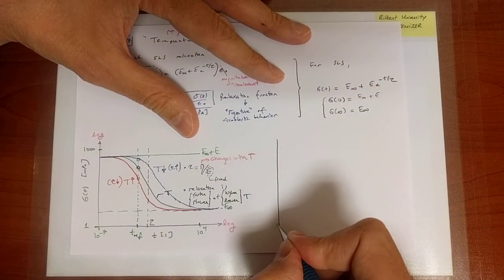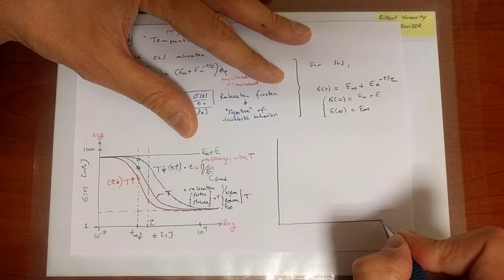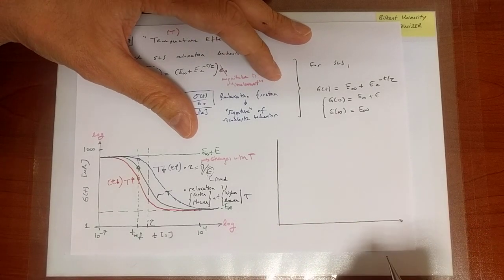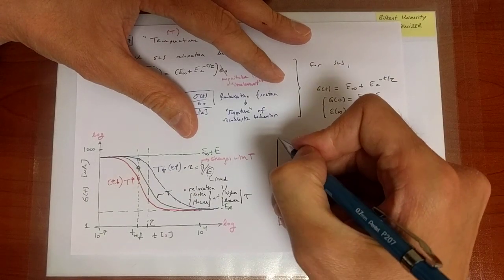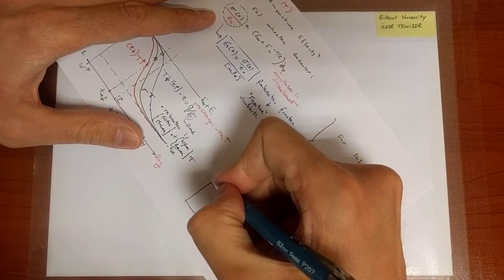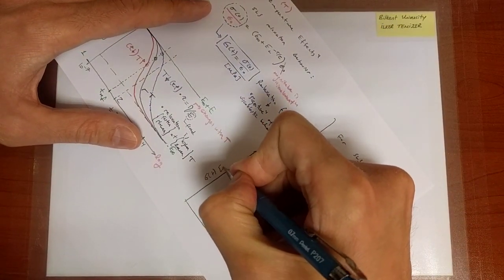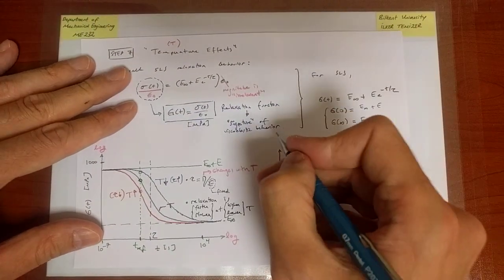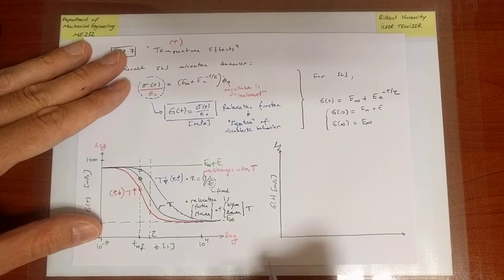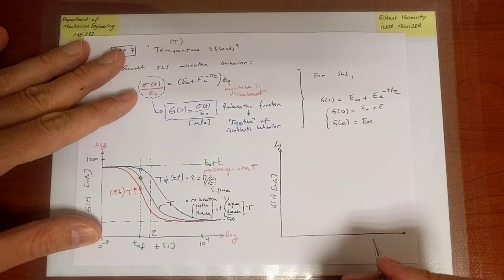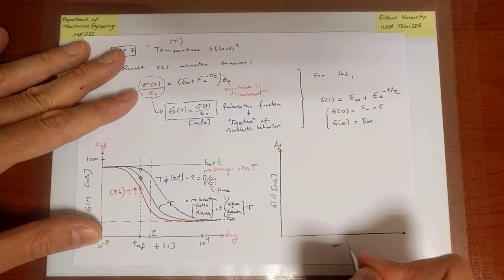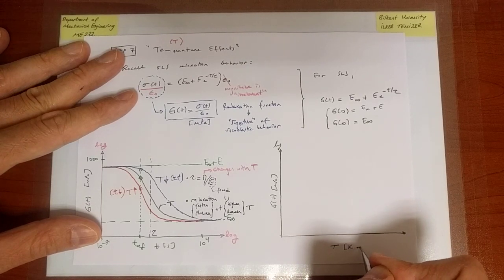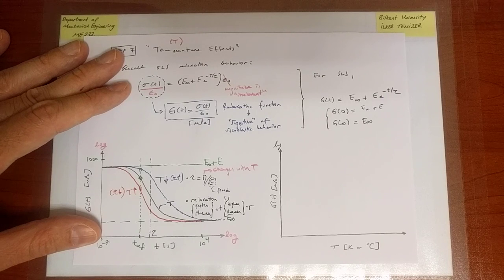And on that plot, the vertical axis is again going to be the relaxation function, hence MPa, and it is again going to be the log scale. But the horizontal axis is going to be the temperature. You can pick the temperature in Kelvin or degrees Celsius, it doesn't really matter much.